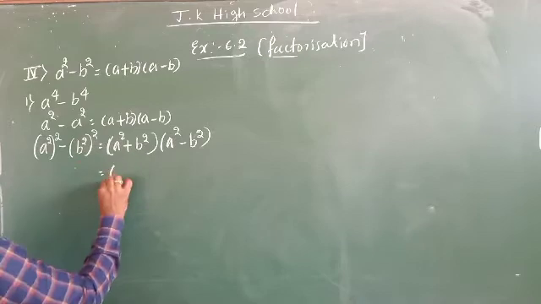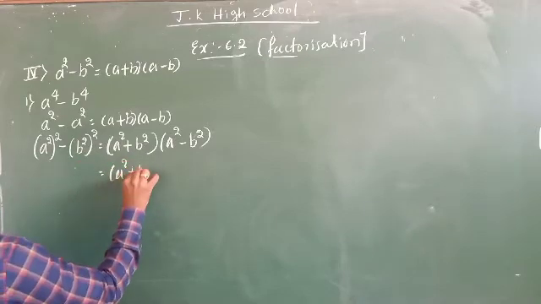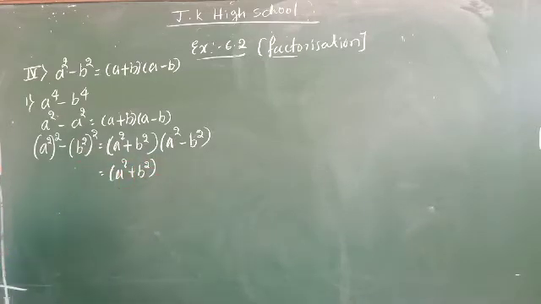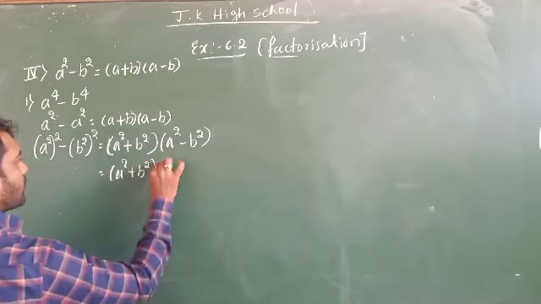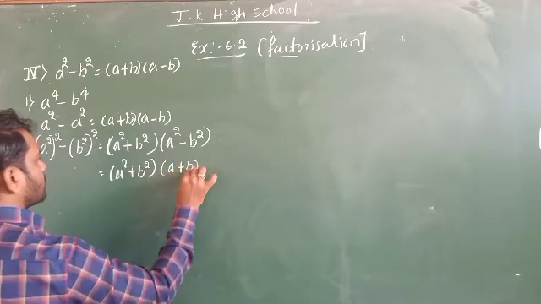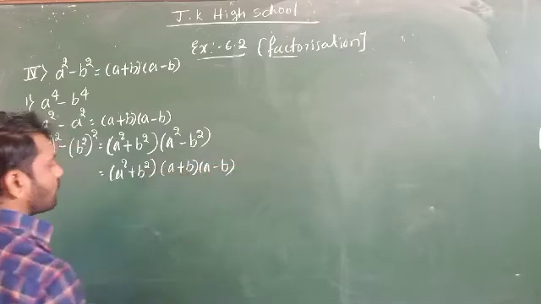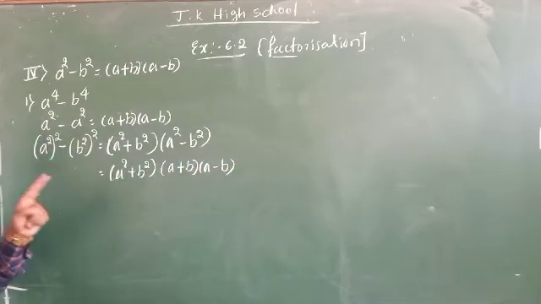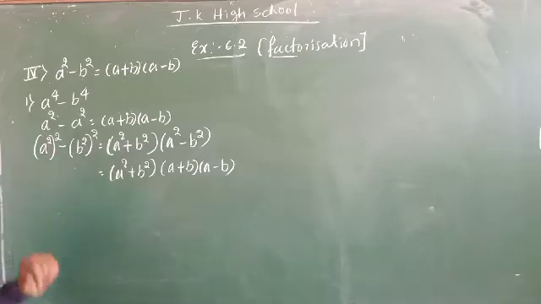Just take the next step. a square plus b square as it is, because we don't have an identity like a square plus b square. But here we have an identity: a plus b into a minus b. So this is your final answer. Right.